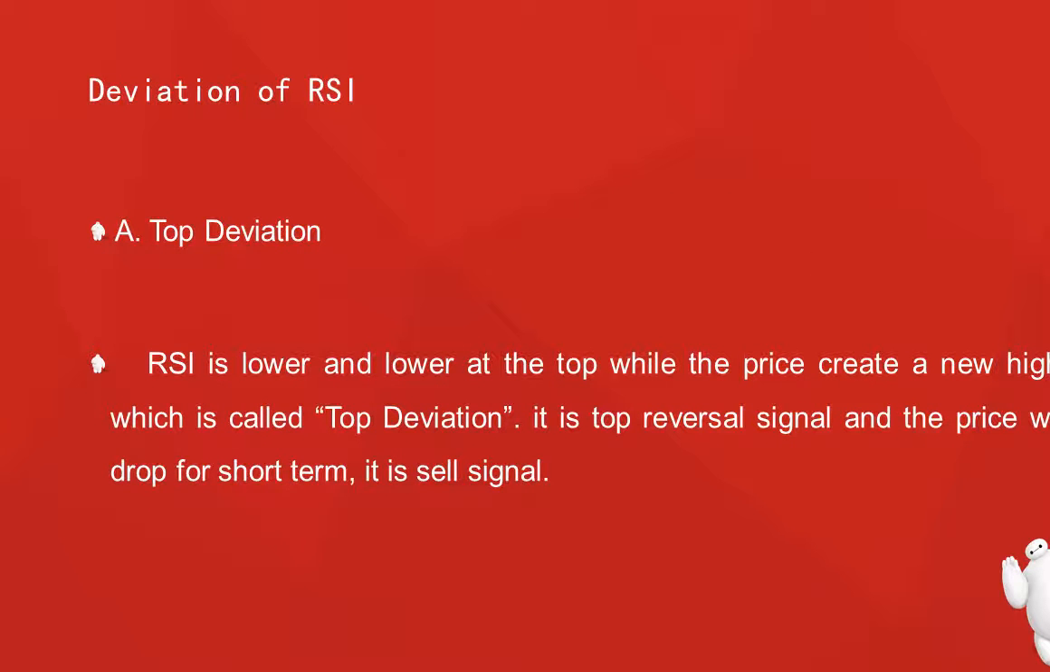Then we can see the next one, deviation of RSI: the top deviation and the bottom deviation. When the RSI is lower and lower at the top, while the price creates a new high, it is called top deviation. It is a top reversal signal, and the price will drop for the short term. It is a sell signal. If you see the RSI and the price have a top deviation, you should prepare for selling for the short term.